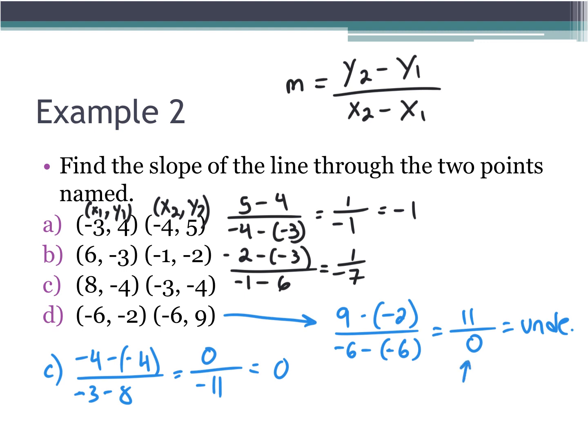Remember, a fraction cannot ever have a 0 in the denominator. Never, never, never. It is undefined. If you plug it in the calculator, it will give you an error. So please remember, the denominator can never, ever, ever be 0.